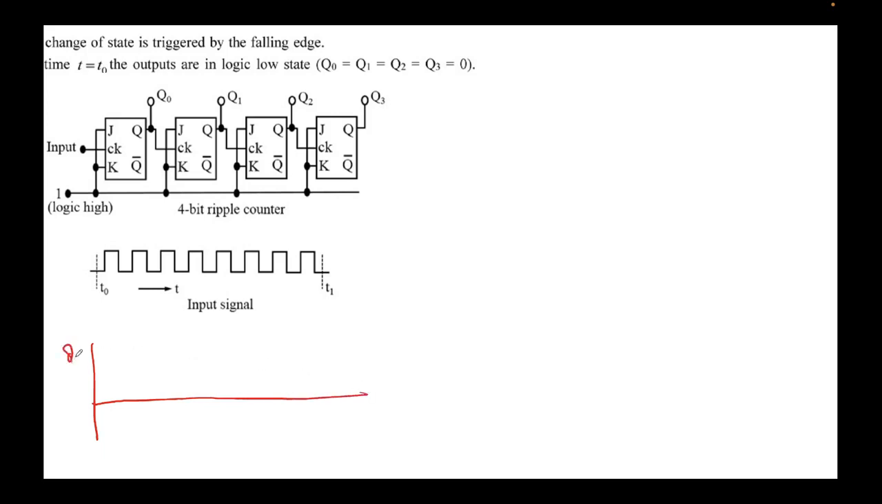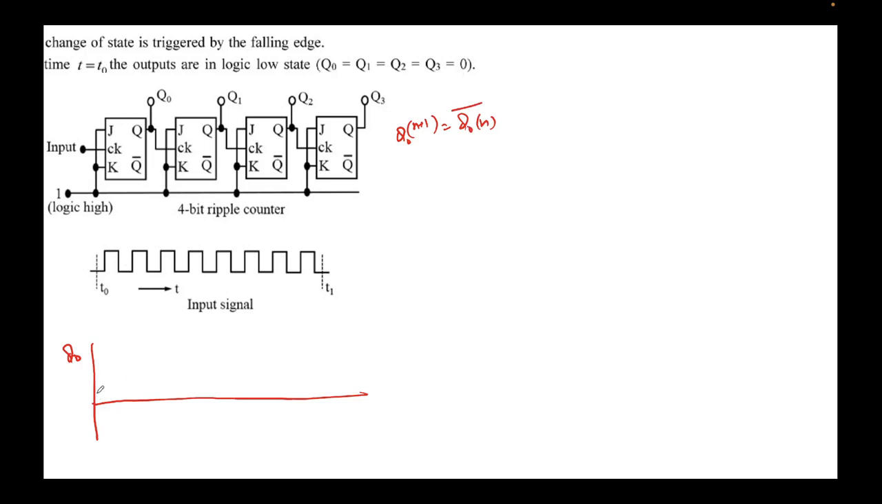So this is Q0, right? And we have seen that Q0(n+1) will be nothing but Q0(n) toggle. Why? Because this is a toggle flip-flop. We saw that, right? So we know that the initial value at time t is equal to 0. It is given that Q0 value is 0.